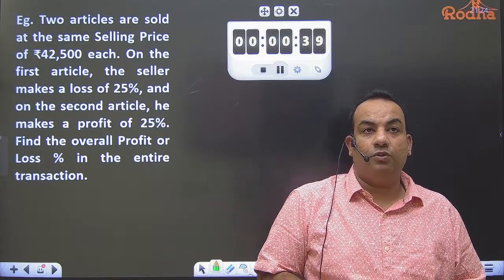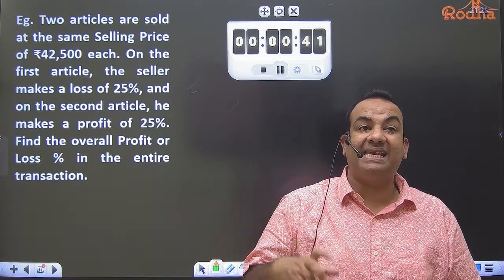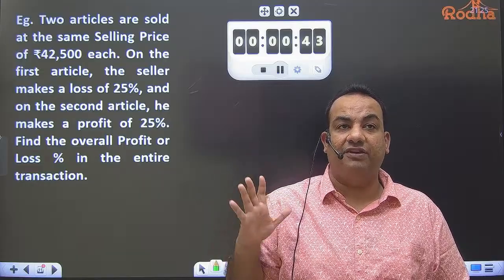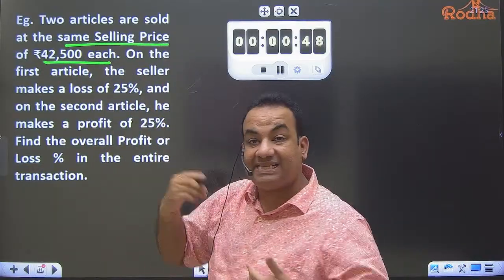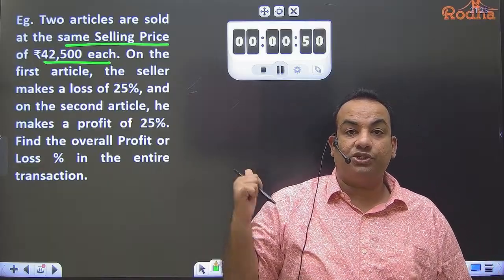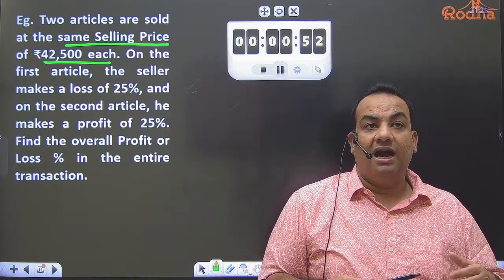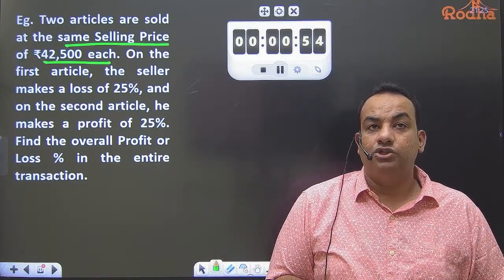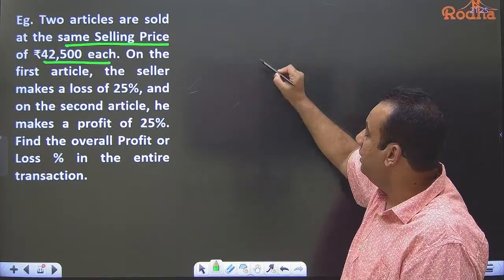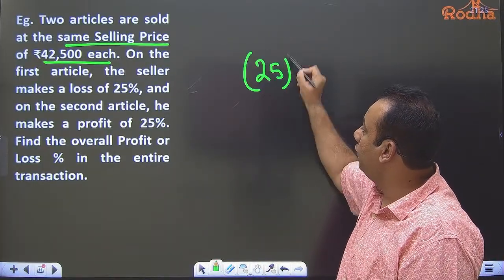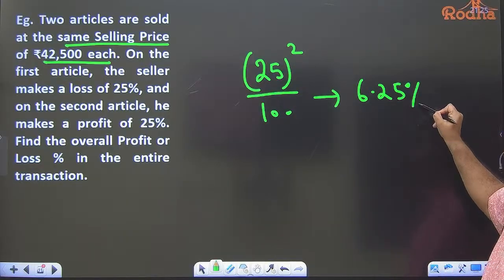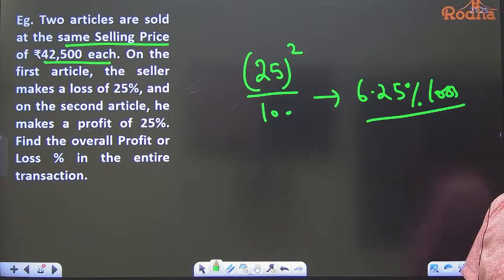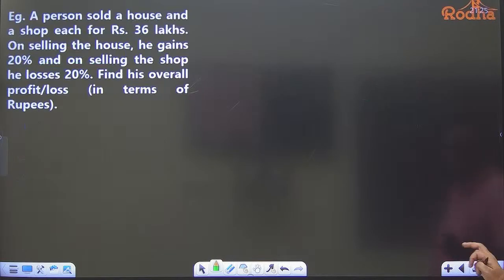Now it is given in the question, two articles are sold at the same selling price of 42,500 each. Although this value is not important for me, what is important is that the selling price is the same. One is sold at a profit of 25%, other is sold at a loss of 25%. So I can say that in the overall transaction, loss of 25 square by 100, that is 6.25% loss. Yes, so the answer is 6.25% loss.